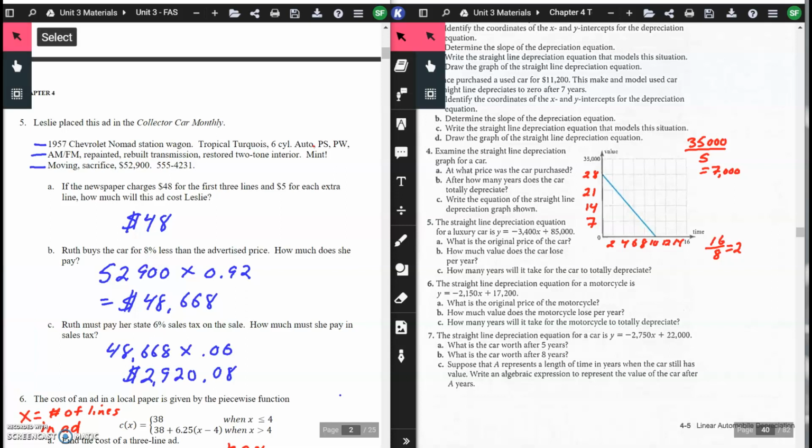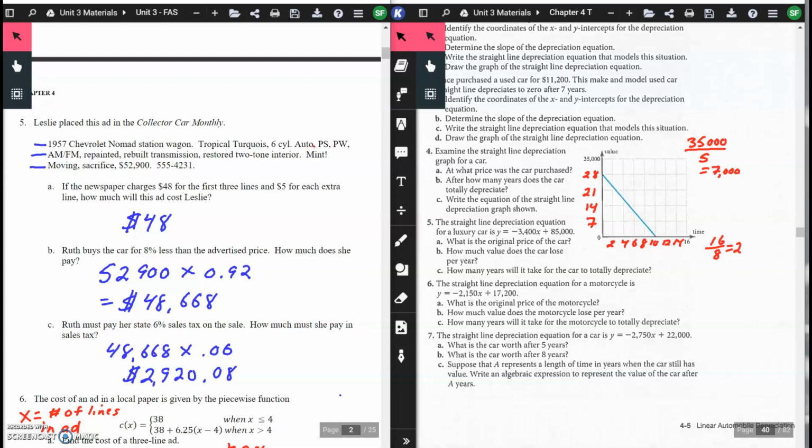Ruth buys the car for 8% less than the advertised price. How much does she pay? Well, if she paid 100%, that would be $52,900. But she took 8% off that. So 100% minus 8% is 92%. So take your sale price of $52,900, multiply it by 92% or 0.92, gives you a sale price of $48,668.